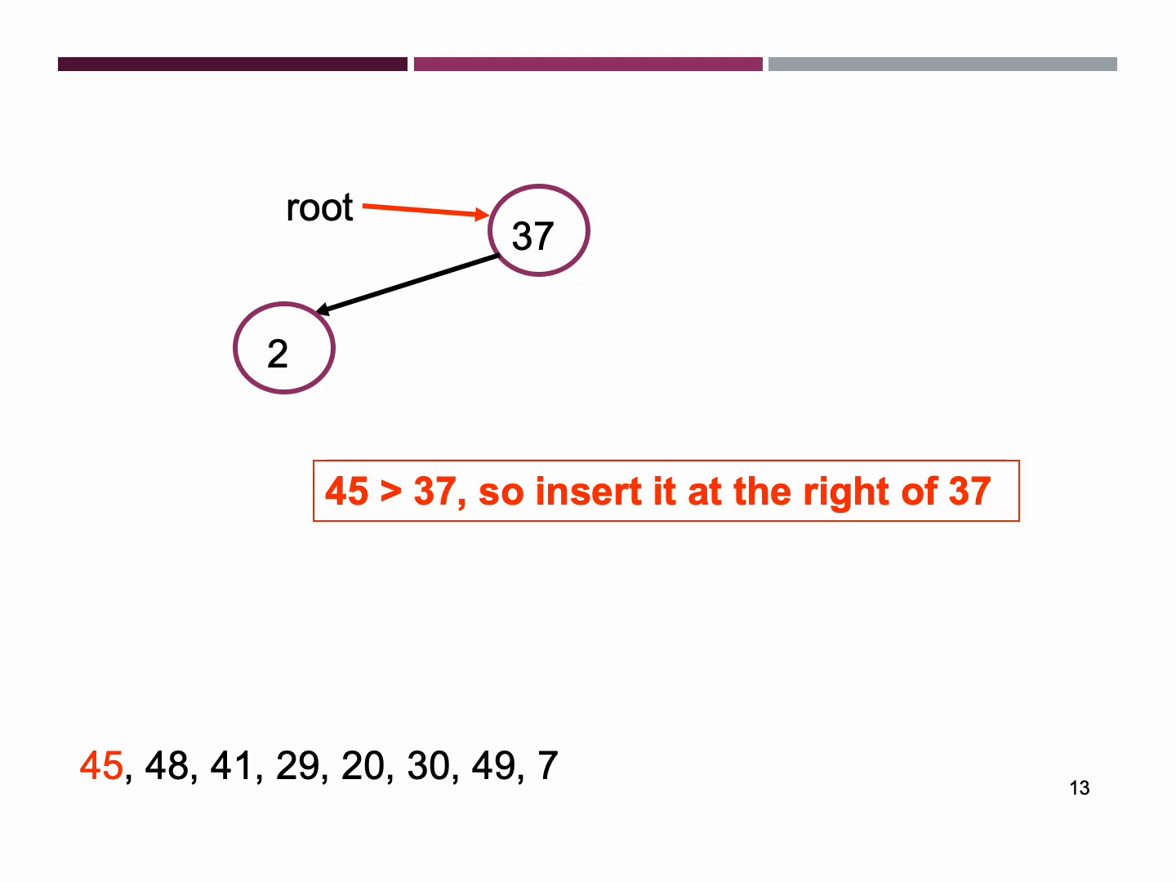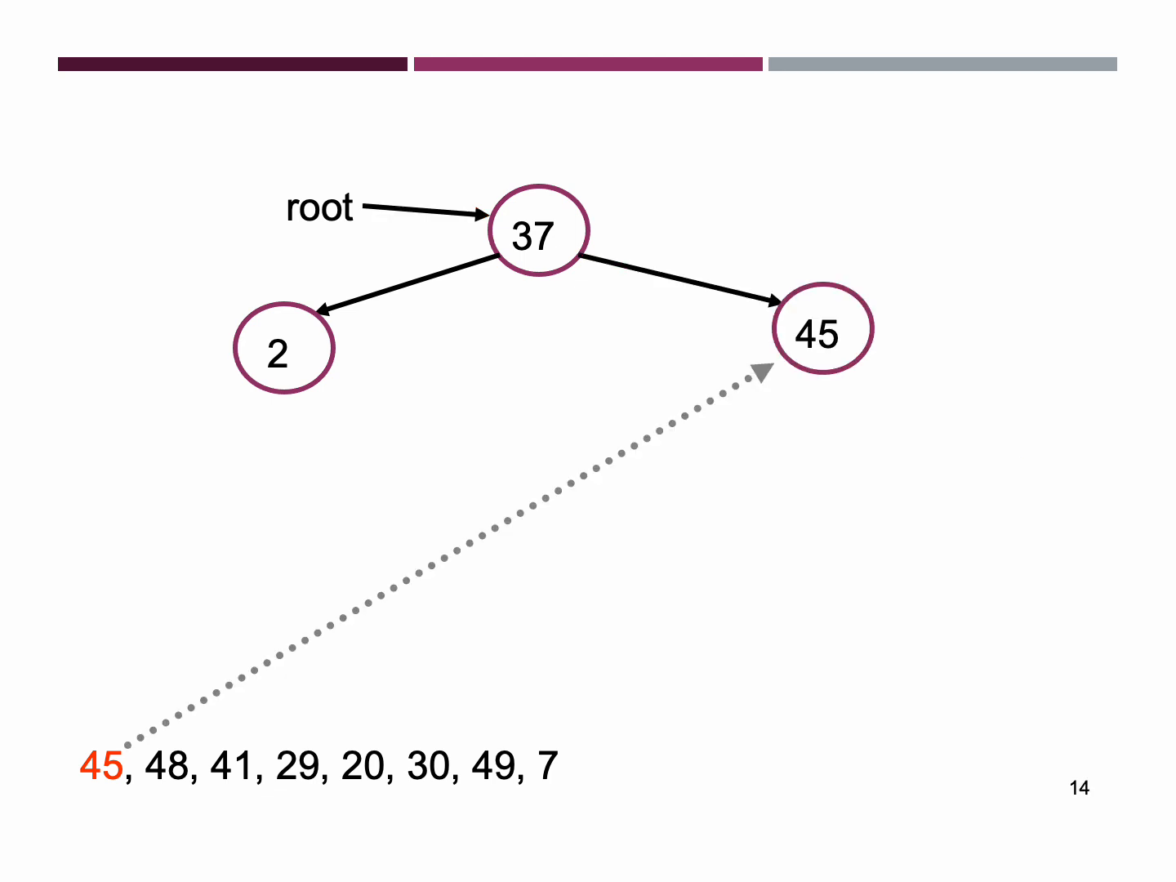Now next, for 45, we'll check if 45 is greater than or less than 37. So 45 is greater than 37, so it will be inserted at the right of 37. So here we have 45, which is the right child, and 2 is the left child of 37.